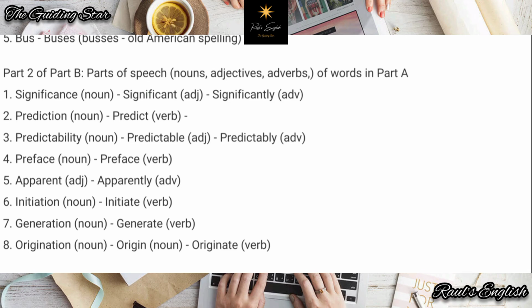You know what parts of speech are: nouns, adjectives, adverbs, etc. So we'll do the words that we did in part A. Significance is a noun, significant, adjective, significantly becomes the adverb. Prediction is the noun, predict is the verb. Now let's look at number 3, predictability, predictable and predictably. Focus on this one, predictability and predictably. So that's the noun and that's the adverb, and predictable is the adjective.